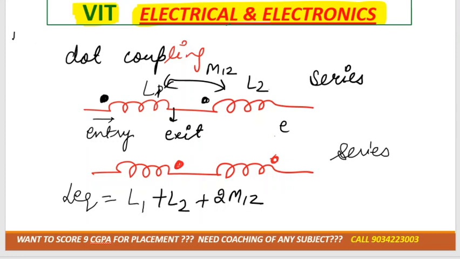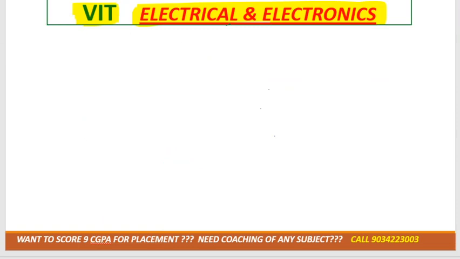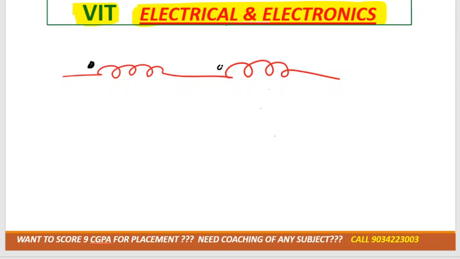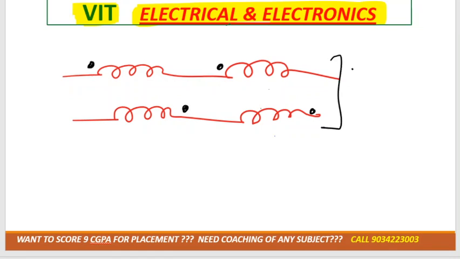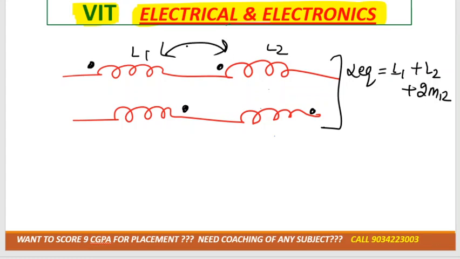We are studying Module 3, we are studying dot coupling. Let me tell you again: if two inductors are connected in series, then in that case either both dots are on the entry side or both dots are on the exit side, that means they are connected in series. So in this case L equivalent would be L1 plus L2 plus 2M12. M12 is the mutual inductance of primary and secondary winding. Got it? Note it down.